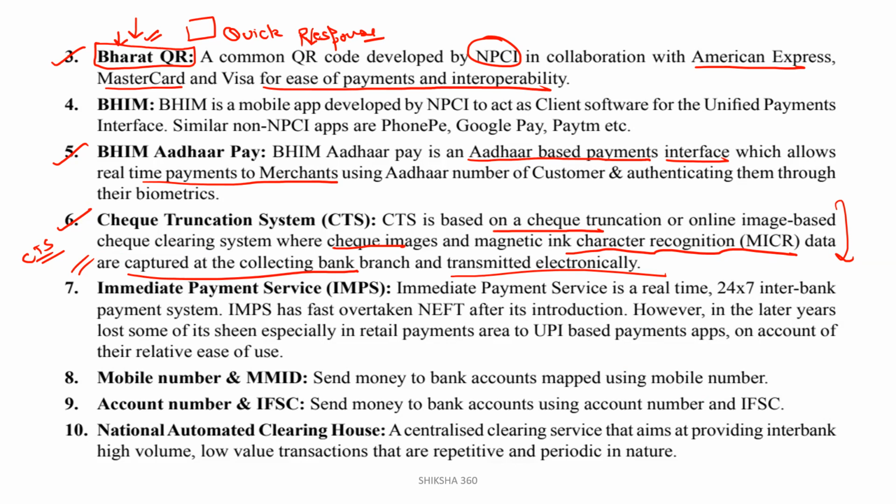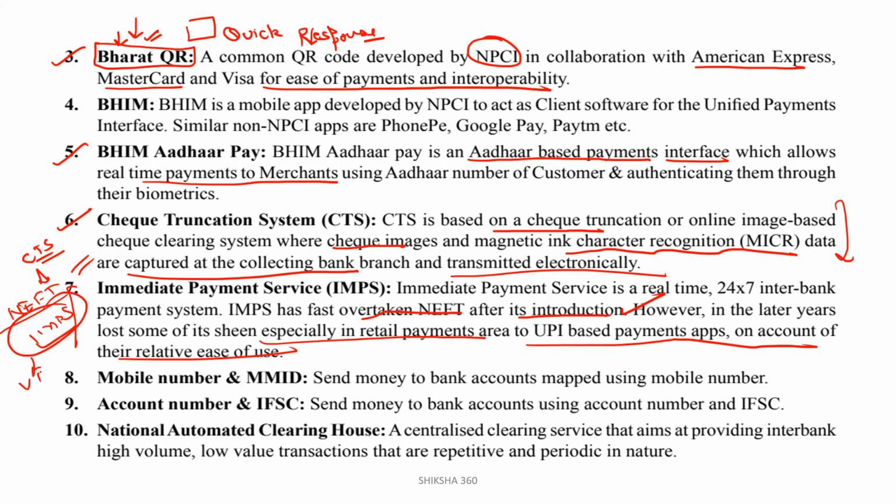Next one is IMPS, that is Immediate Payment Service. It is a real-time 24/7 interbank payment system. IMPS fast overtook NEFT after its introduction. However, in later years it lost some of its sheen, especially in the retail payments area, to UPI-based payments on account of the relative ease of use. Basically, IMPS was introduced and it is faster than NEFT. But later on UPI rose in the market, and this has overtaken both NEFT and IMPS.